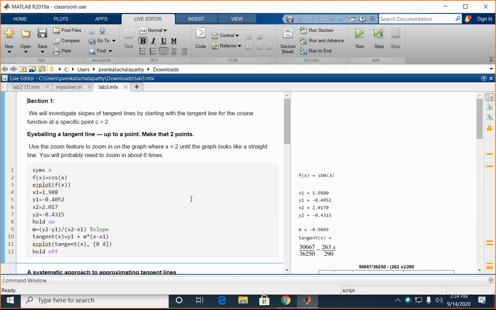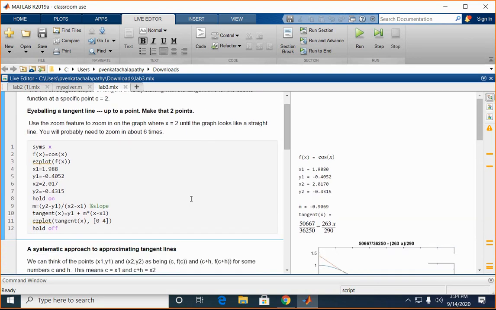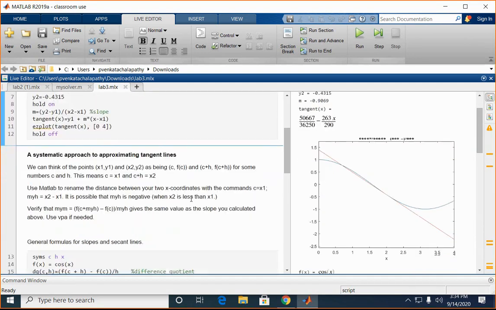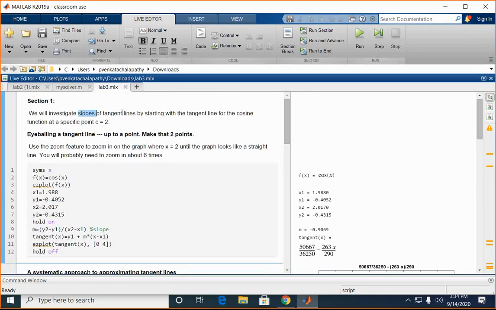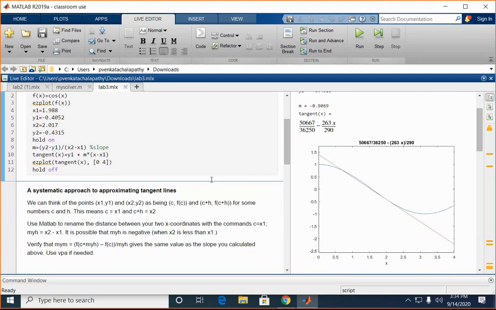Lab 3 is all about finding the slopes of a tangent line. I hope you all know what a tangent line is and how to find the slope from your lectures, right? So how do you find it in MATLAB? For this we will have 3 different methods for finding the slopes of a tangent line. We will see how each method does.